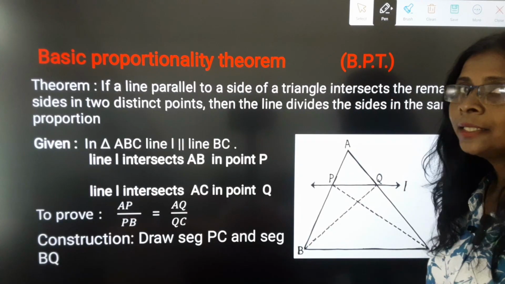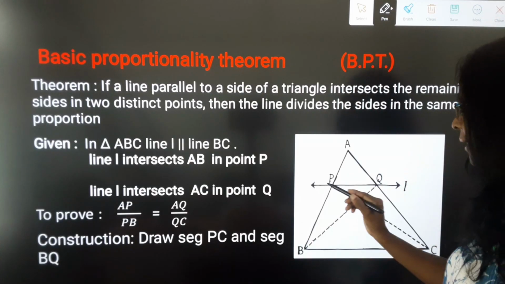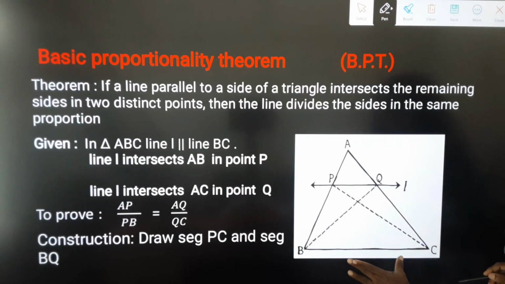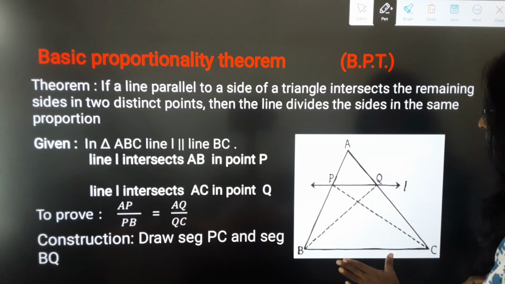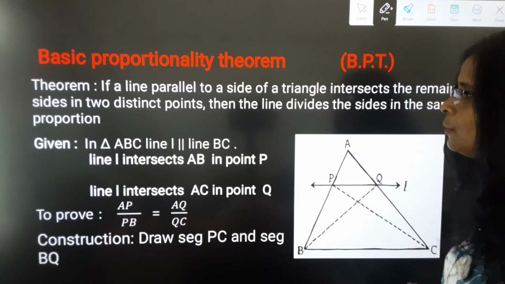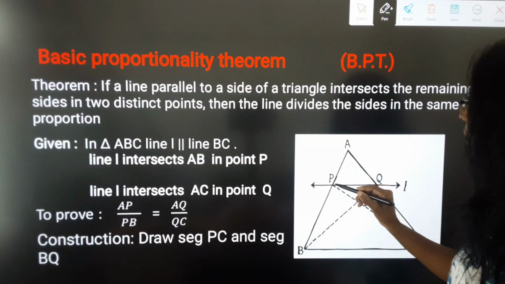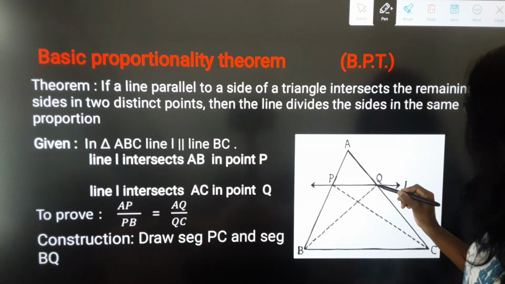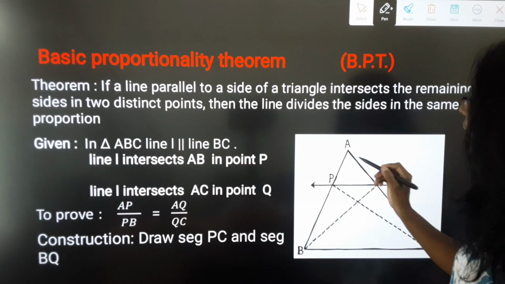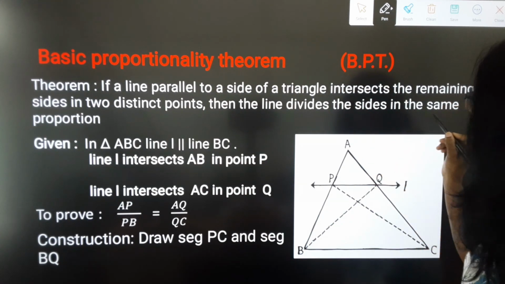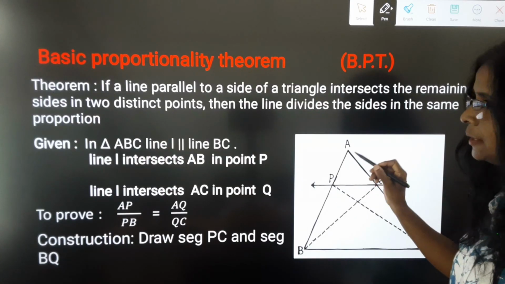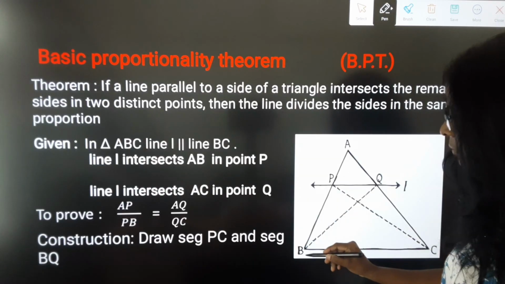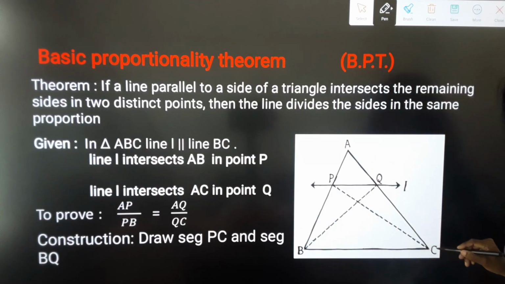There is a parallel line, parallel to the first side of the triangle. Suppose that line L is parallel to line BC. And then if you take this point P on the side AB and point Q on the side AC, this line divides the sides in proportion. That means AP upon PB is equal to AQ upon QC.